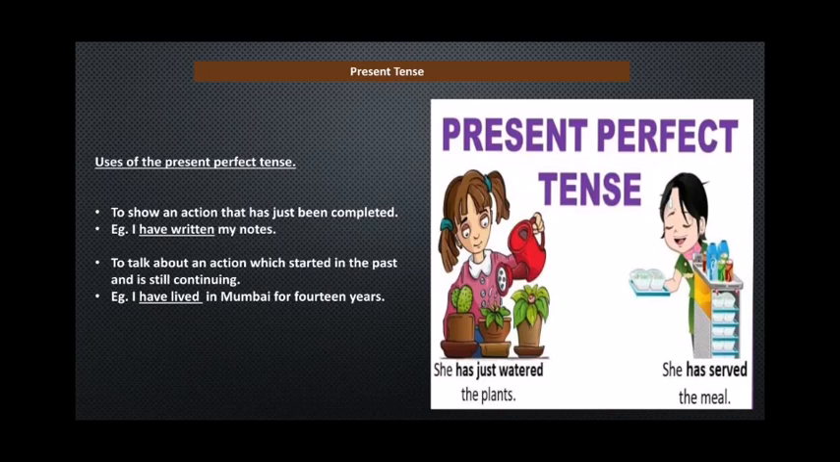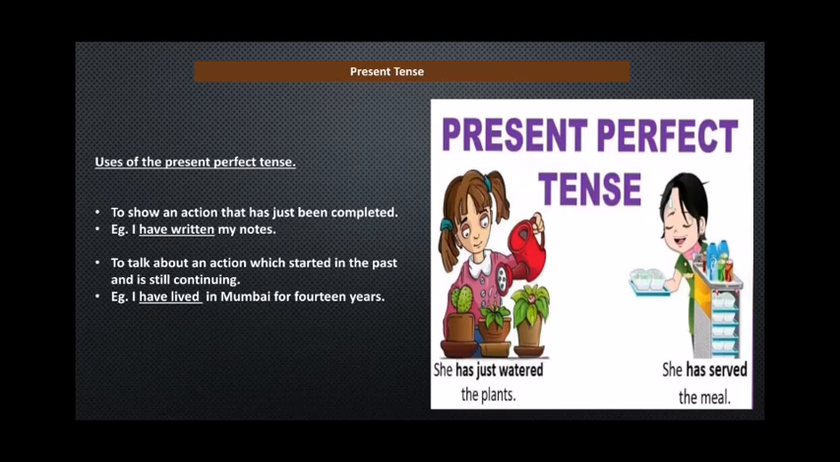Second, to talk about an action which started in the past and is still continuing. Example, I have lived in Mumbai for 14 years. So here you can see have lived is the present perfect tense.